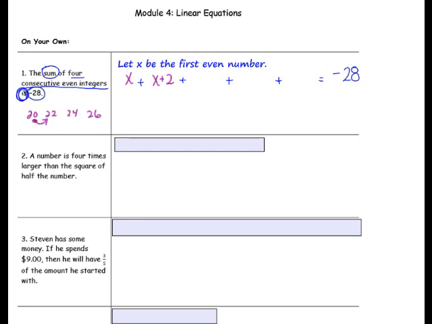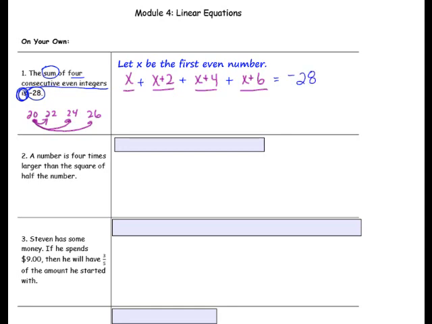Then, compared to your original number, the next one would be 4 apart. So our next even number would be x plus 4. Our next even number is 6 apart. So we have x plus 6. So this is the first number, the second number, the third number, and the fourth number. And that is equal to negative 28.